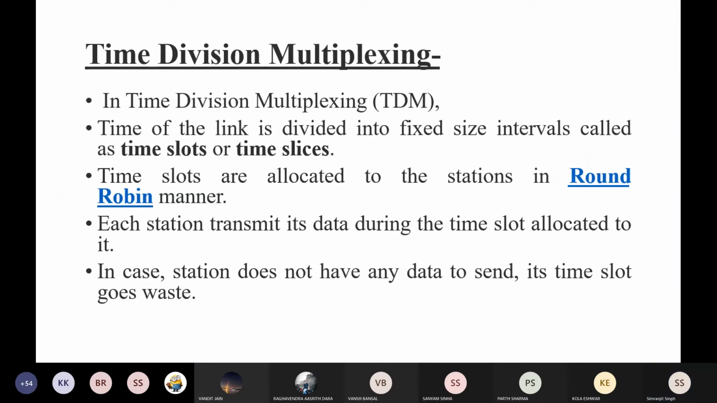Okay, so TDM means time division multiplexing. What happens is that the link is divided into time. Suppose this is your link, and in this link there are suppose 4 or 5 stations. Okay, I'm thinking there are 4 stations. So they divide the time such that every station has access to the link for that much amount of time. Suppose like round robin, I think you have heard about round robin. I'll make it clear.